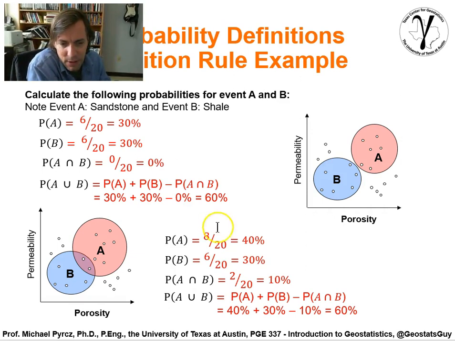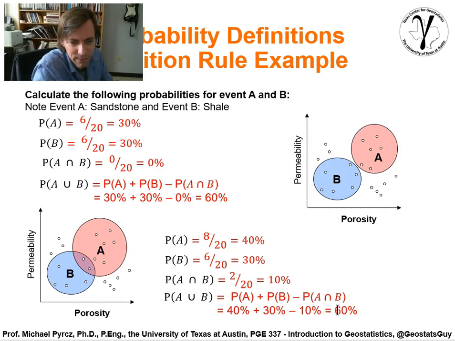Now, if we go to this example here, it's a little bit more complicated. We have 8 events that exist within A, 6 events that exist within B, so we can calculate those probabilities pretty straightforwardly. The intersection between the two is simply going to be these 2 points right here, 2 out of 20, 10% chance of that. The probability of the union between them, we can now calculate quite straightforwardly. We got probability of A 40%, probability of B 30%, probability of A and B is 10%. We subtract it off, and we'll find that the union of A and B has a 60% probability.